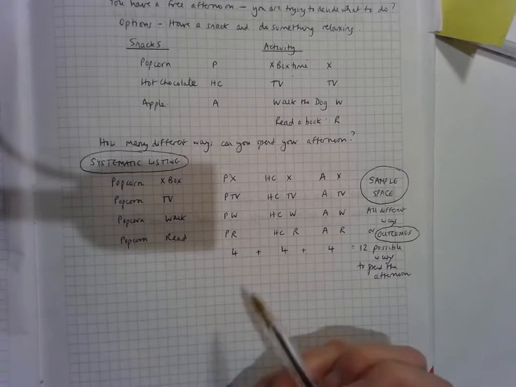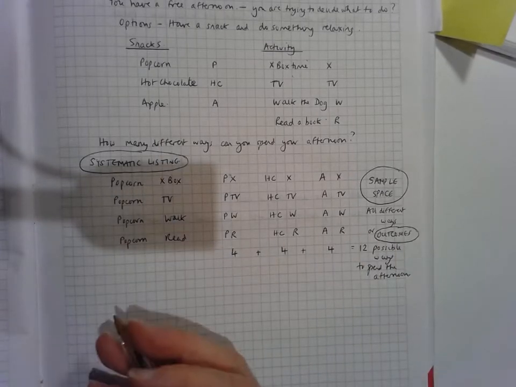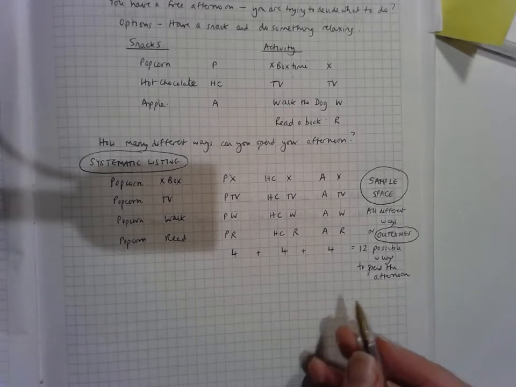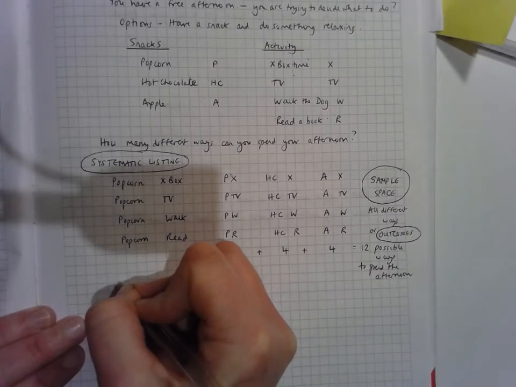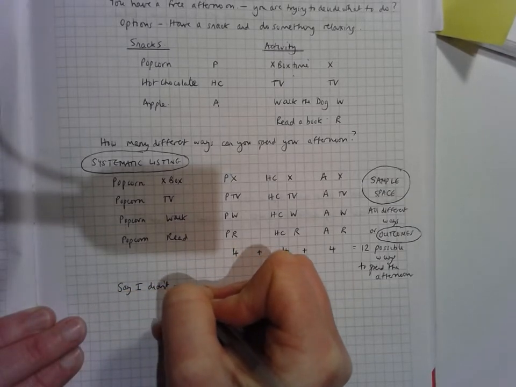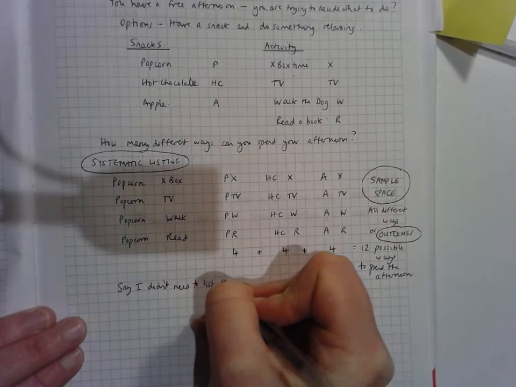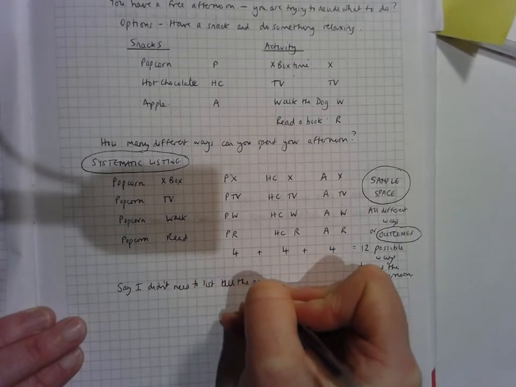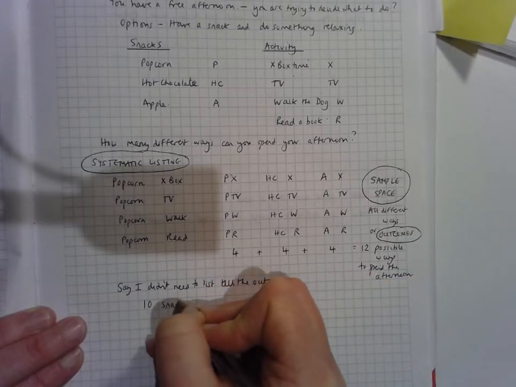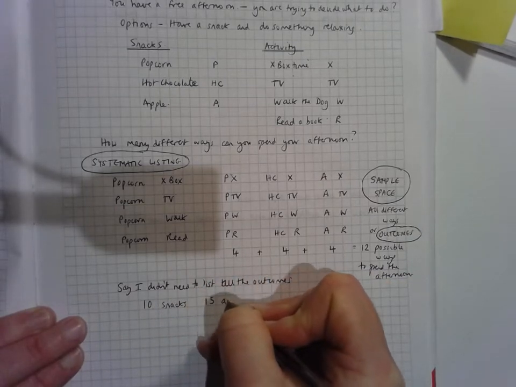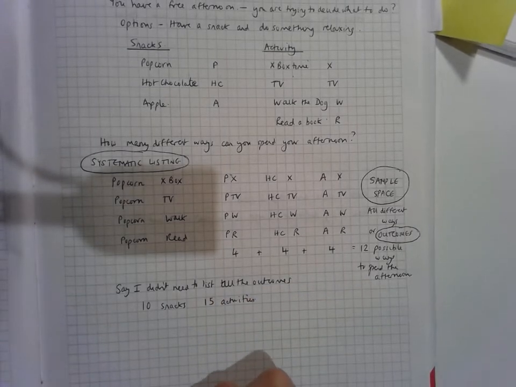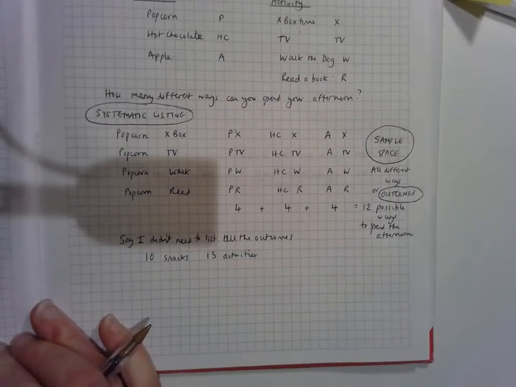Now, let's see, maybe our fundamental principle of counting will help us to work this out a quicker way. So say I didn't need to list all the outcomes. Say for instance there were 10 snacks and there were 15 different activities. Whoa, that would be a really long list, and maybe I don't want to have to do that. So the fundamental principle of counting helps us with that.